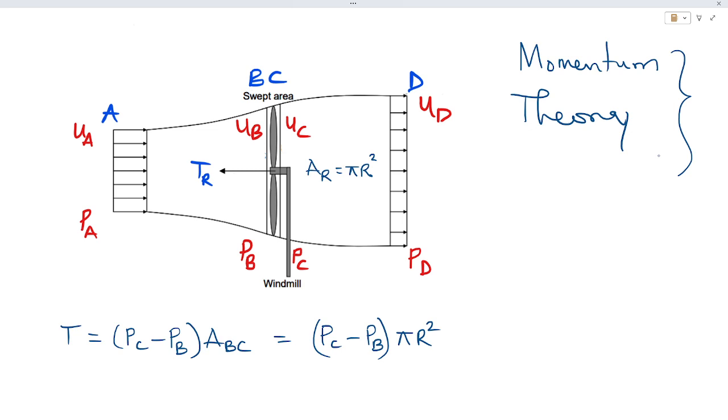And also the equation for thrust equals the product of mass and the variation of the velocity from one end of the stream tube to the other far end. That equals m, the product of UD minus UA. So let's assume this is equation 1, this is equation 2.